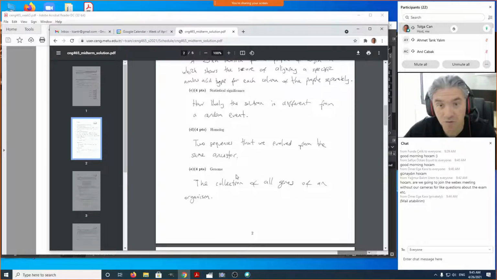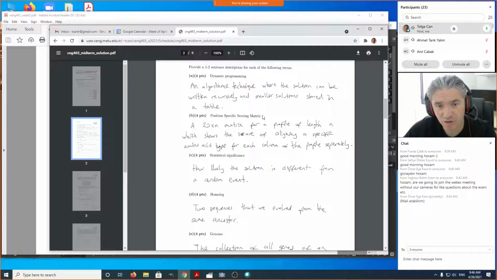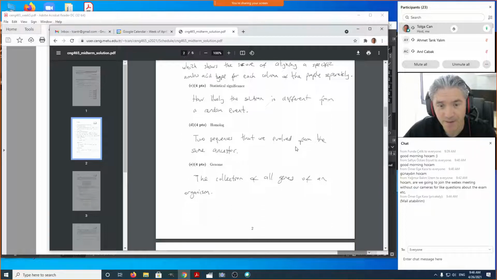What is a genome? You don't need to explain in detail. It's basically the collection of all genes of an organism. Or you may say the entire DNA sequence on the chromosome. That answer will also be accepted. But what I want to show you is that it is at most one or two sentences. I think for each of them I had one sentence here as a solution.